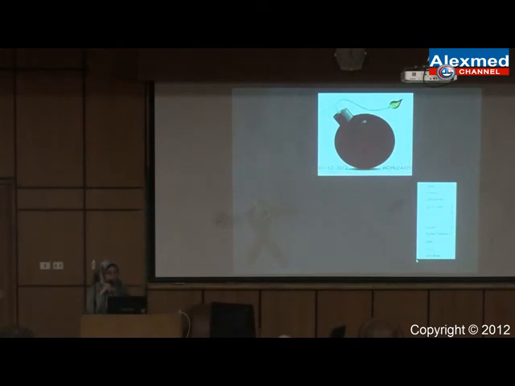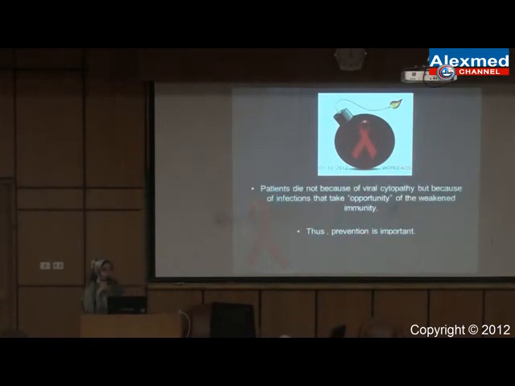Lastly, this is the last message I have. Why I'm concerned so much about these infections is because they are the real cause of death. The cause of death in AIDS patients is not the infection by the HIV virus itself, but the opportunistic infections that take opportunity of the weakened immune system. So prevention of these infections is very important.